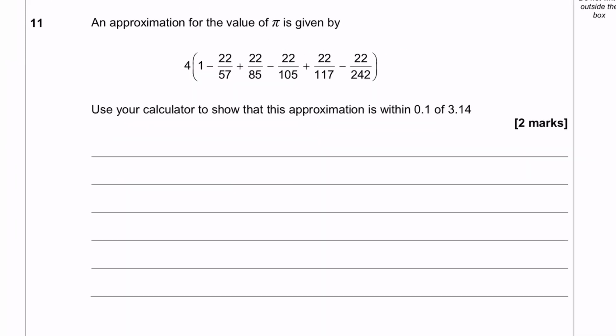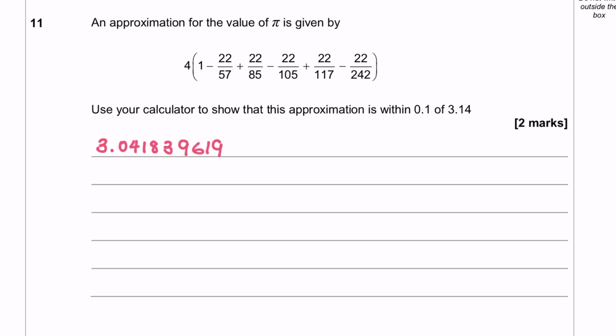Okay, so for this question, it's really important that you type it into your calculator correctly. So into your calculator, you're going to do 4 open brackets, 1 minus the fraction button, plus, and so on. So you'll see how I do that in a bit. We're going to type it straight into the calculator. And when we do that, we get 3.04189619.